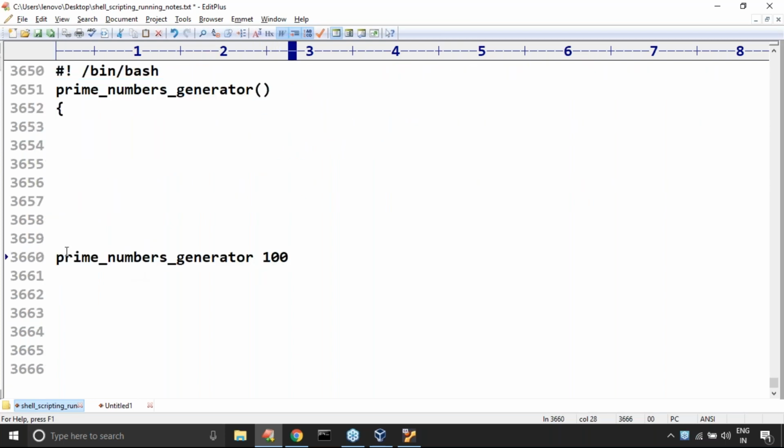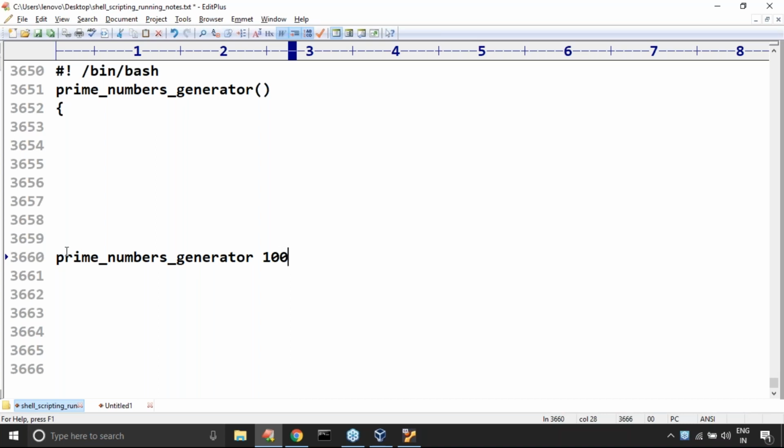If I take 100, what is the meaning of this? It means: can you please generate prime numbers which are less than or equal to 100? This is my requirement, right?